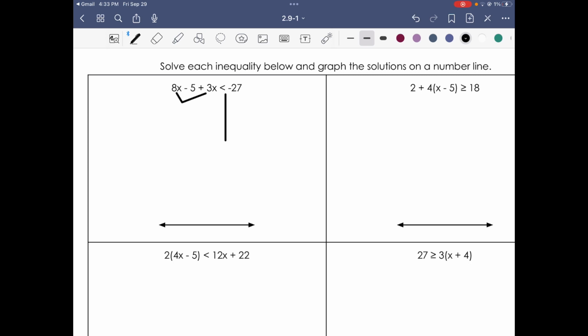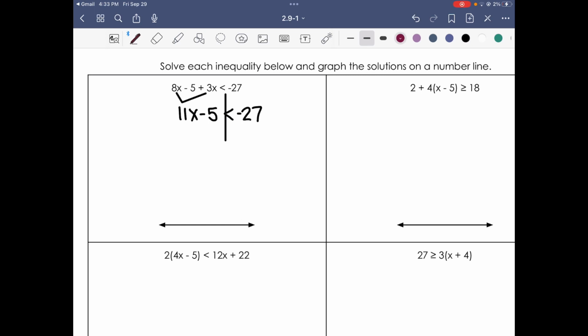So 8x plus 3x is 11x. And then I keep the negative 5, or the minus 5, that goes afterwards. And nothing about the other side is going to change yet. So I keep my less than sign and the negative 27. Everything we're going to do after this is just a two-step inequality that we learned how to do on Friday.